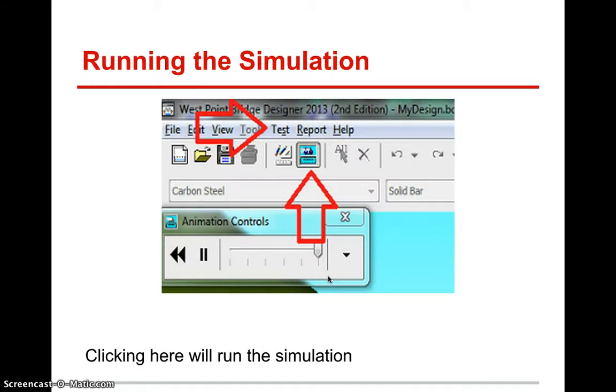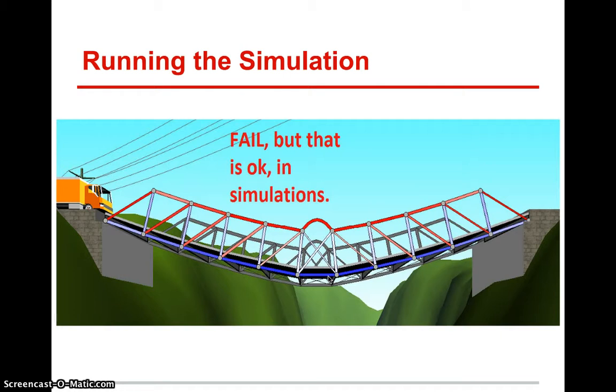Now, this is the simulation button. If you click here, you'll run a simulation. One of roughly 3 things will happen. One, you will get this screen, and this will show you that my bridge has failed, but that's okay because then you can go back and iteratively design, keep improving it.